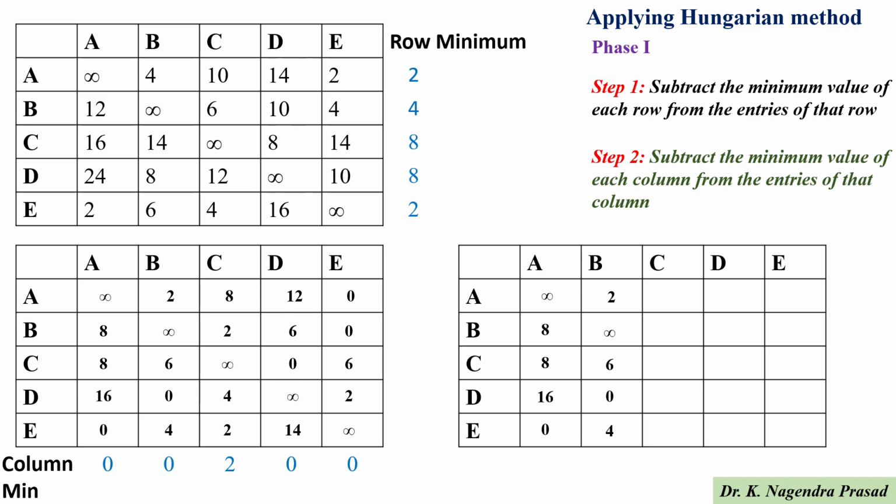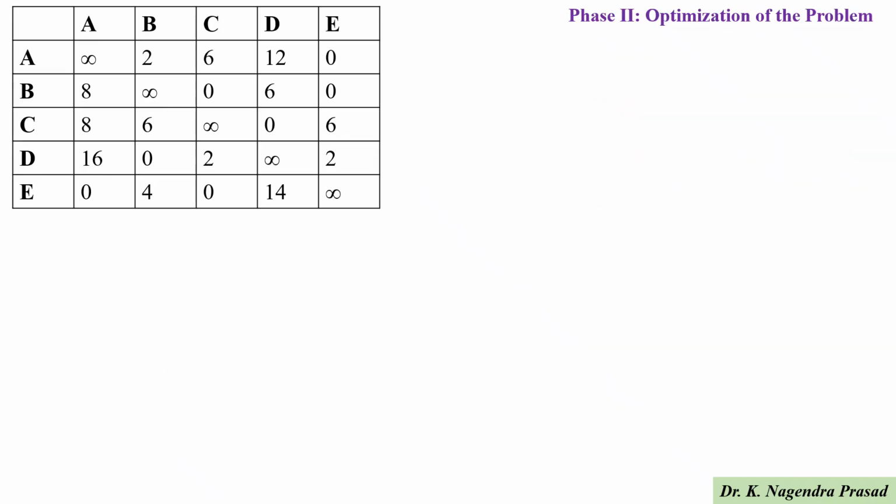And in the third column elements we have to subtract 2. Then 8 minus 2 is 6, 2 minus 2 is 0, infinity minus 2 is infinity, 4 minus 2 is 2, and 2 minus 2 is 0. And in the fourth and fifth columns, the cell values do not change because the minimum value is 0. So this is the final table after completion of phase 1. Next we will go to phase 2, that is the optimization of the problem.